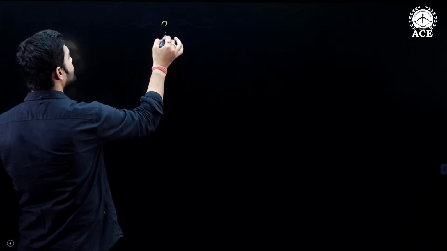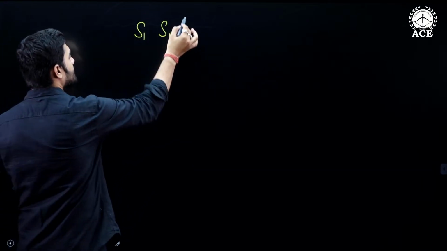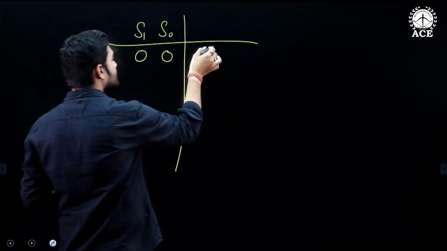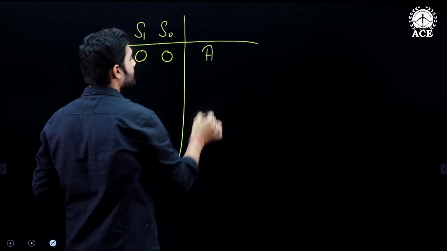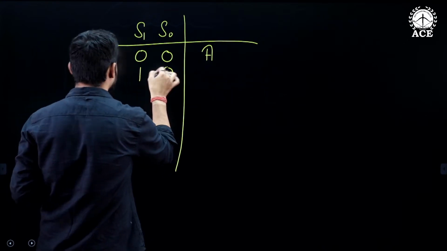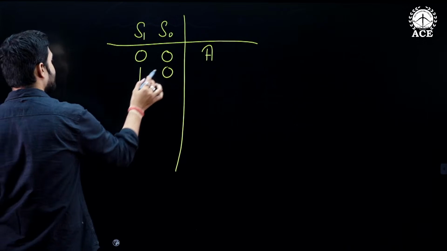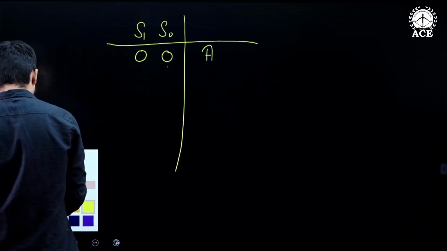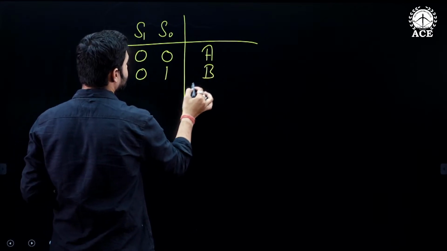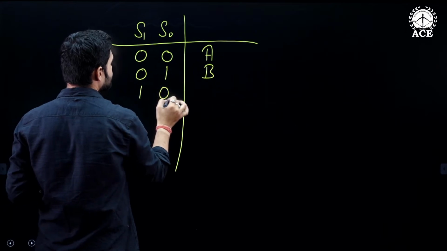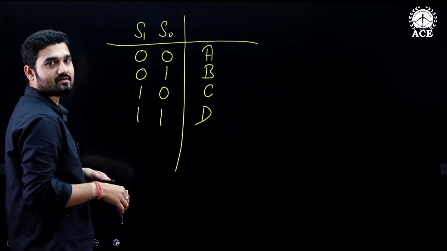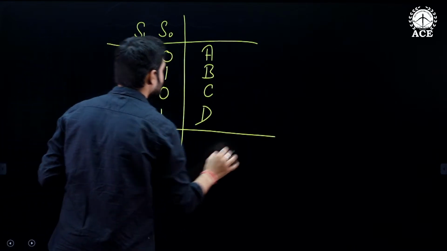Here is my select line. Please tell me, in the select line, if I am writing 0, 0, which data will you see at the output? Data of register A. If I am writing 0, 1, that means which data? B. If I am writing S1 1, S0 0, C register data. If I am writing 1, 1, D register data. Yes or no? I think you should know this thing.